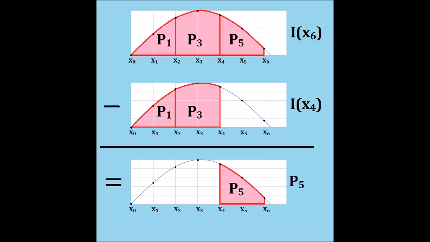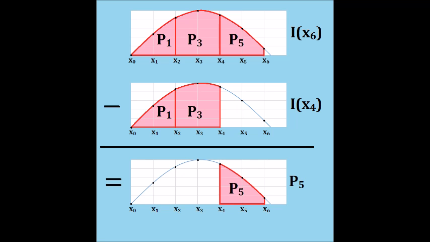Look at the graphs shown here. I have divided a region into three panels, P1, P3, and P5. If I subtract P1 and P3, that leaves me with only P5. That is the foundational idea we are going to use to build the rest of this method. Notice that area from x0 to x6 is represented by I of x6. I for integral, if that helps you conceptualize it.